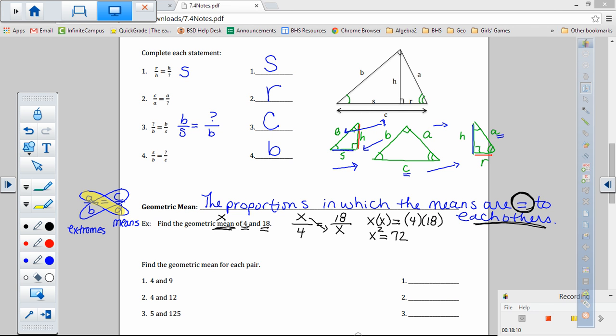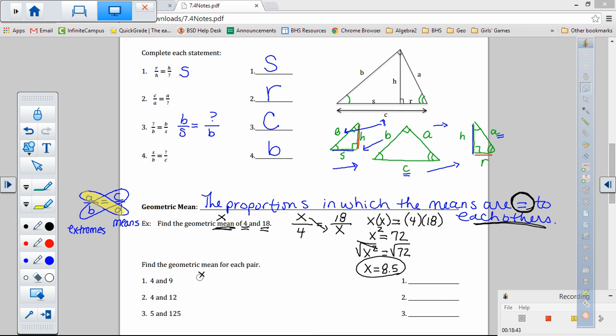And then you undo a square by taking the square root. So we're going to square root x squared. And if you square root one side of the equation to get rid of it, then you have to, because these are inverses, square root the other side. So the square root of 72, do that on your calculator, 8.5. There's your geometric mean.